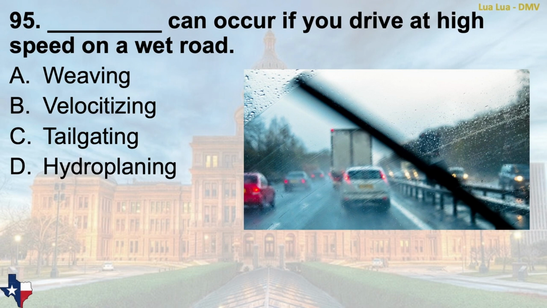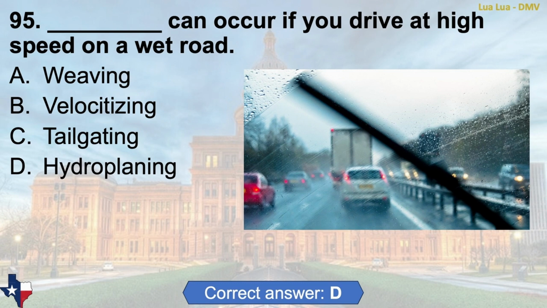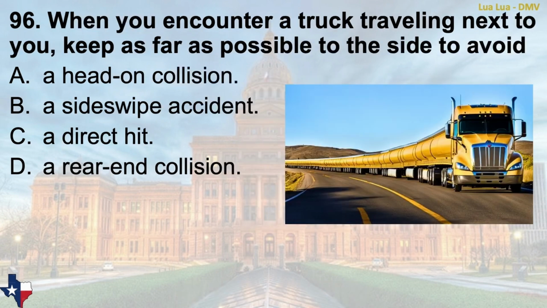Question 95. Blank can occur if you drive at high speed on a wet road. A. Weaving. B. Velocitizing. C. Tailgating. D. Hydroplaning. The correct answer is D. Hydroplaning.